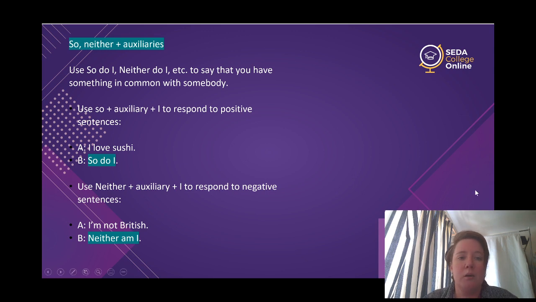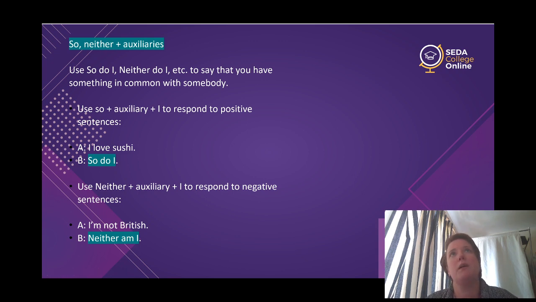So plus auxiliary. So when do we use so do I? When do we use neither? And so on. So we use these to say that you have something in common with somebody, okay? So you're agreeing with that person and you have something in common, okay? So we use so plus auxiliary plus I to respond to a positive sentence. So here is an example. I love sushi. And your answer would be, so do I. So you're responding in a positive way, okay?